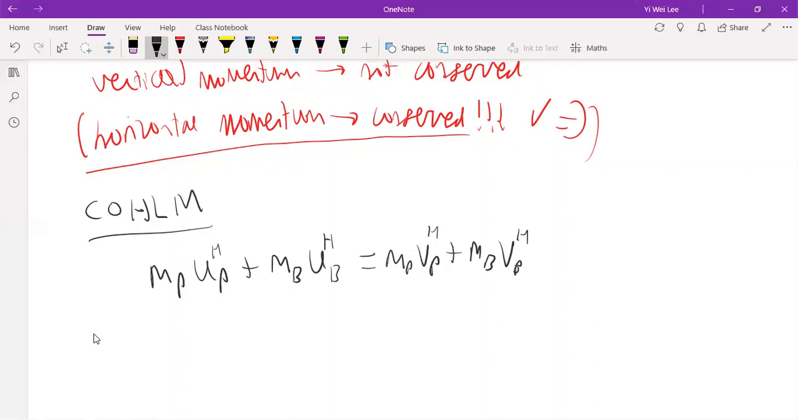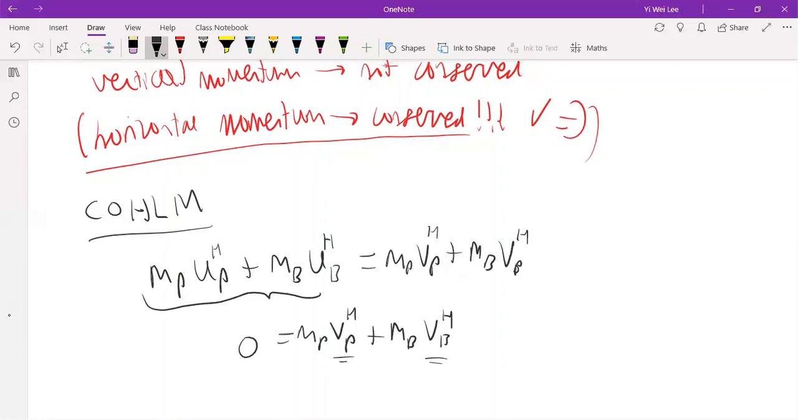Now here's the very interesting part. We know that the initial part is definitely zero because it is released from rest, so this is zero. It is equal to the mass of the particle times the final velocity of the particle in the horizontal component, plus the mass of the block times the final velocity of the block in the horizontal direction. Now, we want to solve this. These two things are the main problem here.